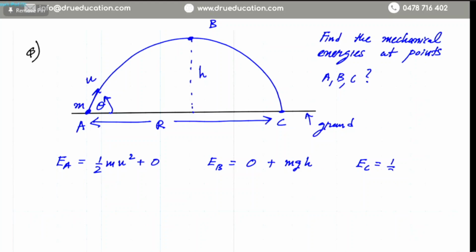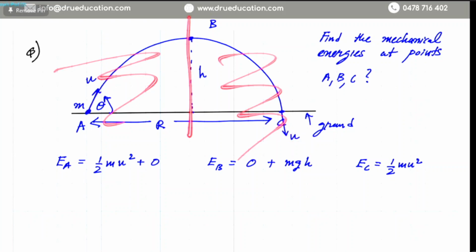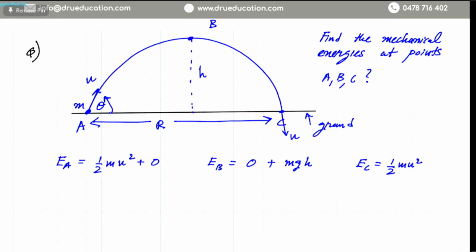EC, velocity is again half into m u square. Why? Because of the symmetry. Because this is coming with the same velocity u. No air resistance, nothing. Due to symmetry, if this velocity is u, it should reach by u, because you can see the symmetry this side and that side. Under that condition, that happens. Kinetic energy is 0.